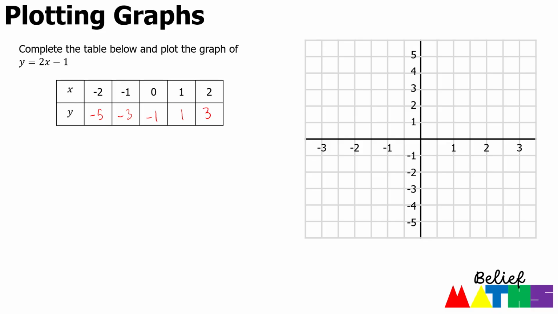So minus 2, minus 5, there's our first point. Minus 1, minus 3, again being as accurate as we can. 0, minus 1, 1, 1, and 2, 3. Then we can just take our ruler and we just join those up in a nice straight line. So that's a nice equation of a straight line.